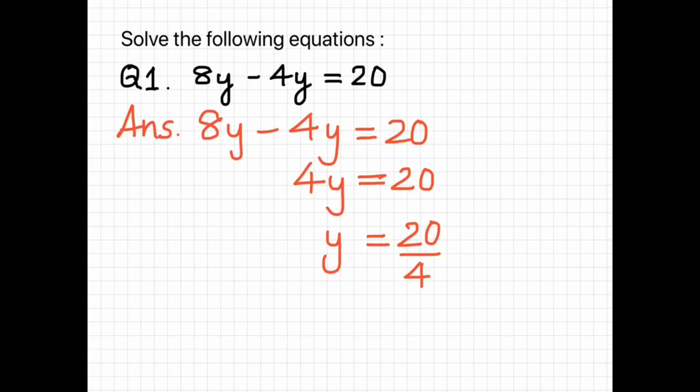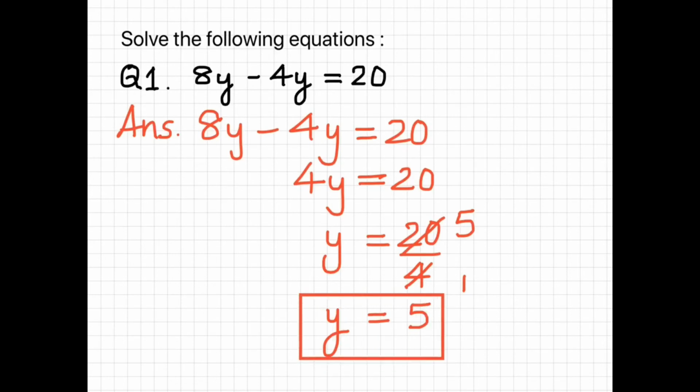Now let's simplify 20 by 4. Here we can see that 4 is the common factor. So let's cancel it. 4 times 5 is 20. 4 times 1 is 4. So we get y is equal to 5 by 1, which is nothing but 5. Hence the value of the variable is 5.